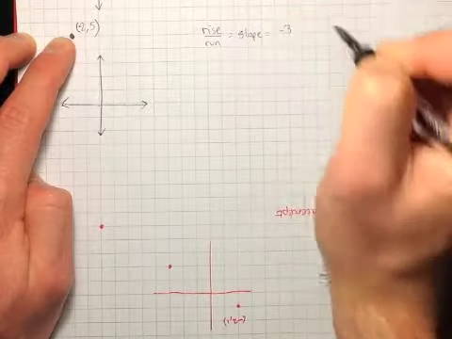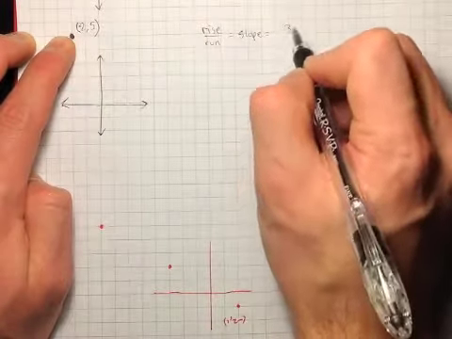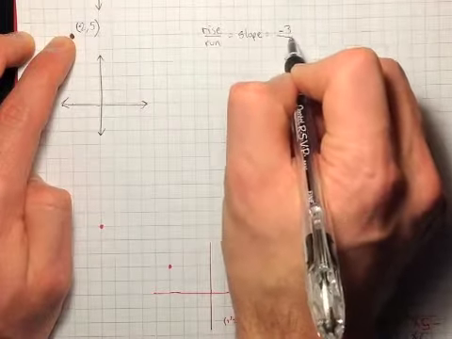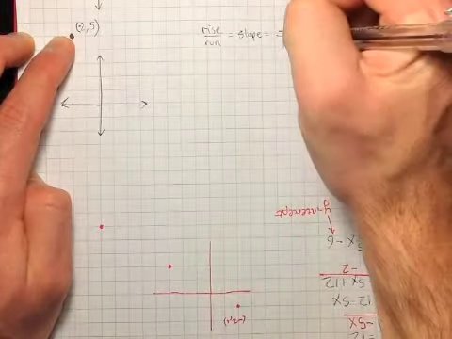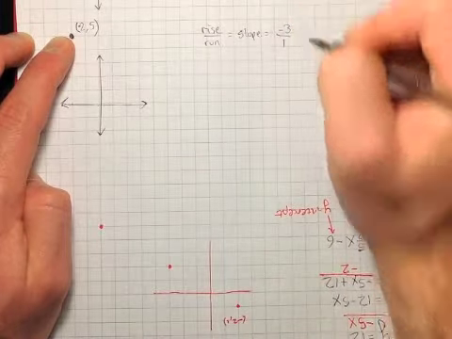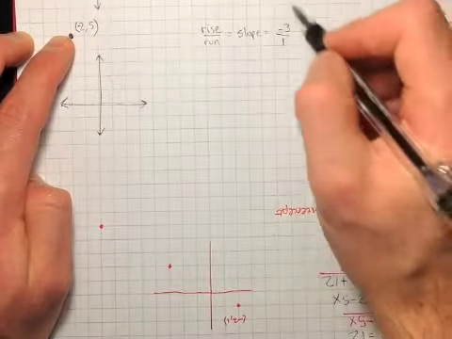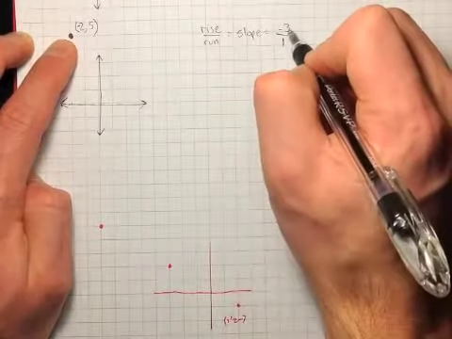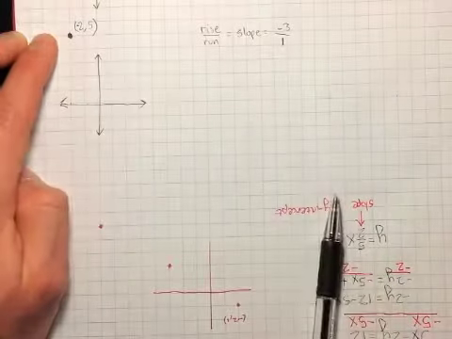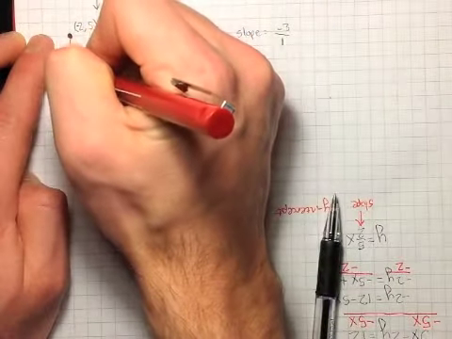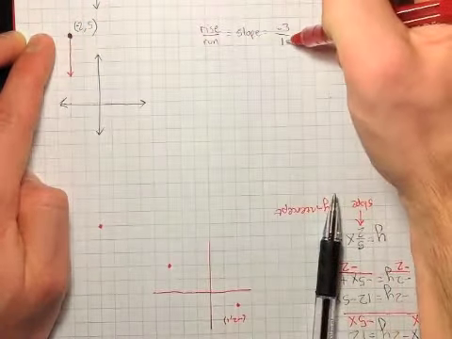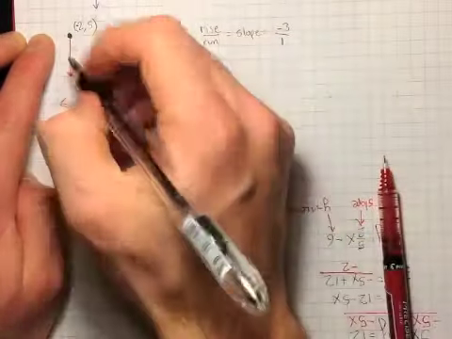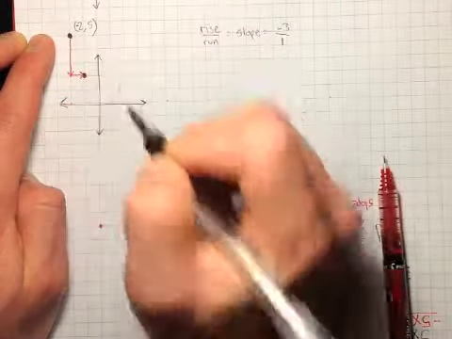is negative 3. Now anytime I have just one number like that, I can think of it as being a rise of negative 3 divided by a run of 1. Okay? Because anything divided by 1 stays the same. Okay? I didn't change that number. It's just written as a fraction now. So if my rise is negative 3, I'm going to go down 3, and then I'm going to go over to the right 1. And then I'm going to plop down another point. That other point is on the line.